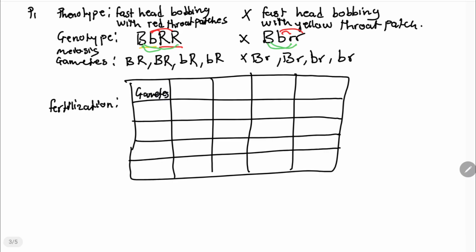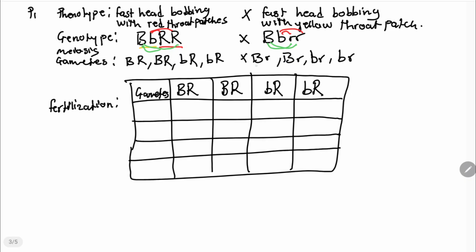Now, since this is a dihybrid cross and we're showing the inheritance of two traits at the same time, the gametes must also have the two traits at the same time. Hence, we write it like this. So we're going to take the gametes of the first parent and write them at the top here. So it will be capital letter B, capital letter R, capital letter B, capital letter R, small letter b, capital letter R, small letter b, capital letter R. These are gametes belonging to this male parent.